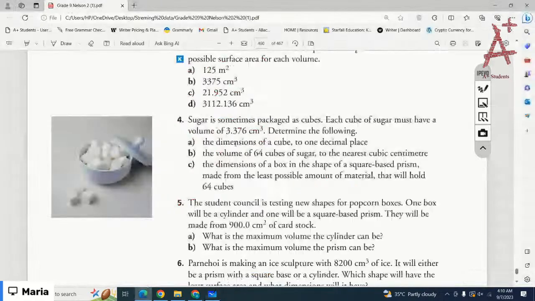Okay, B part is the volume of 64 cubes of sugar to the nearest cubic centimeter. You have to calculate the volume of 64 cubes of sugar. You are given the volume of 1 cube of sugar, that is 3.376. So for 64, you just have to multiply the volume by 64.